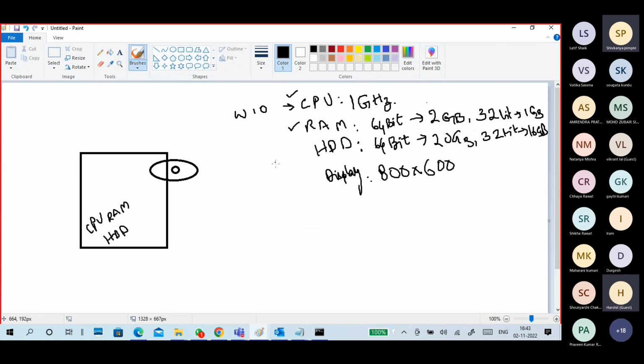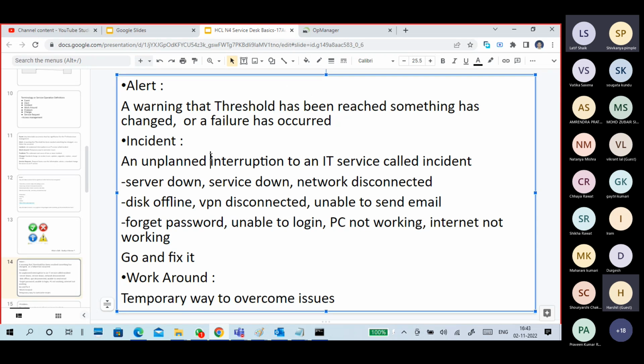You have to consider it an issue, and you have to report that issue as an incident. What is an incident? An unplanned interruption to the IT services, like a server down, service down, network is disconnected, the disk is offline, backup failed, backup device is failed, system is not on, system is down, network is down, internet is down, unable to send emails, VPN is disconnected, or frequent disconnection of VPN.